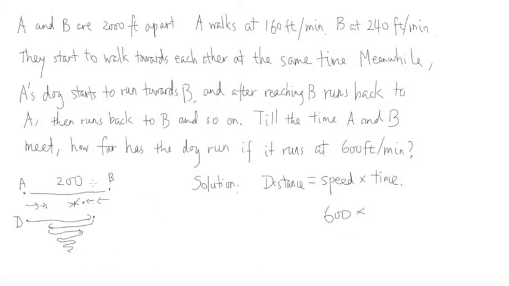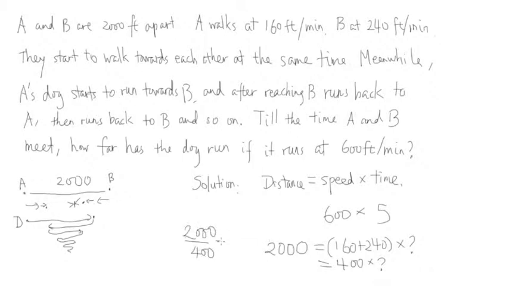For how long does the dog run? Just take the amount of time for A and B to meet. How long for them to meet? They cover 2,000 feet, I'm sorry, not 200. They cover 2,000 feet, and their combined speed is 160 plus 240, which is 400. So the time needed is 2,000 divided by 400, which is 5. So 5 minutes. That's how long the dog ran. And so the distance will just be 600 times 5, which is 3,000 feet.